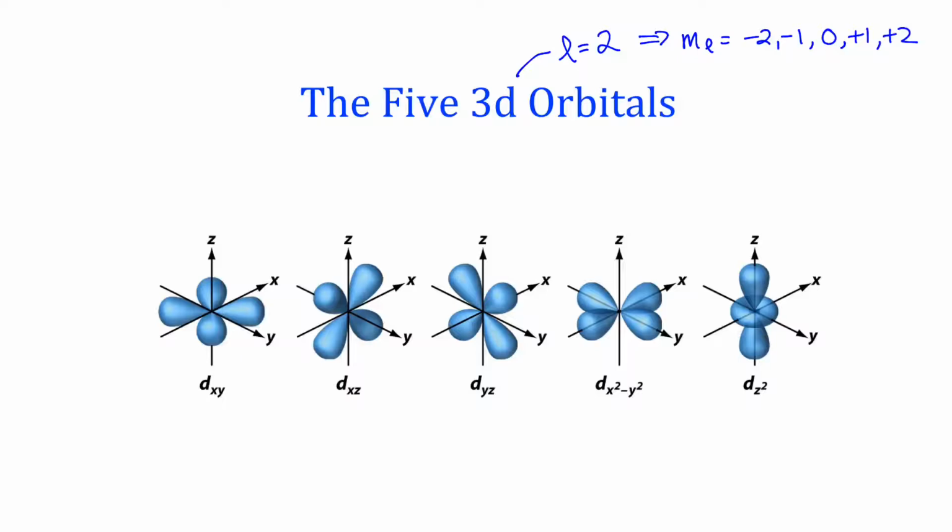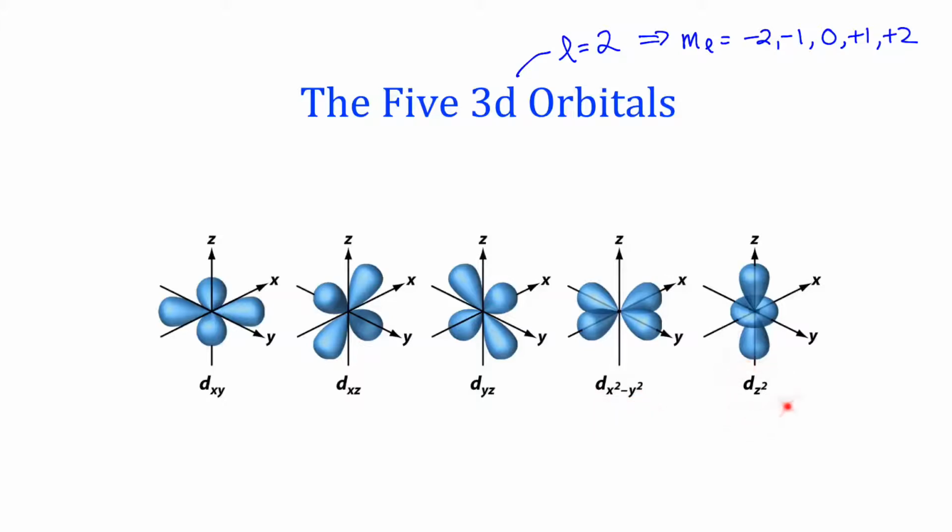This is telling us that we have lobes oriented directly on the x-axis and directly on the y-axis. Did I say y-axis twice? Directly on the x-axis and directly on the y-axis. So that's where we get the x squared and y squared.